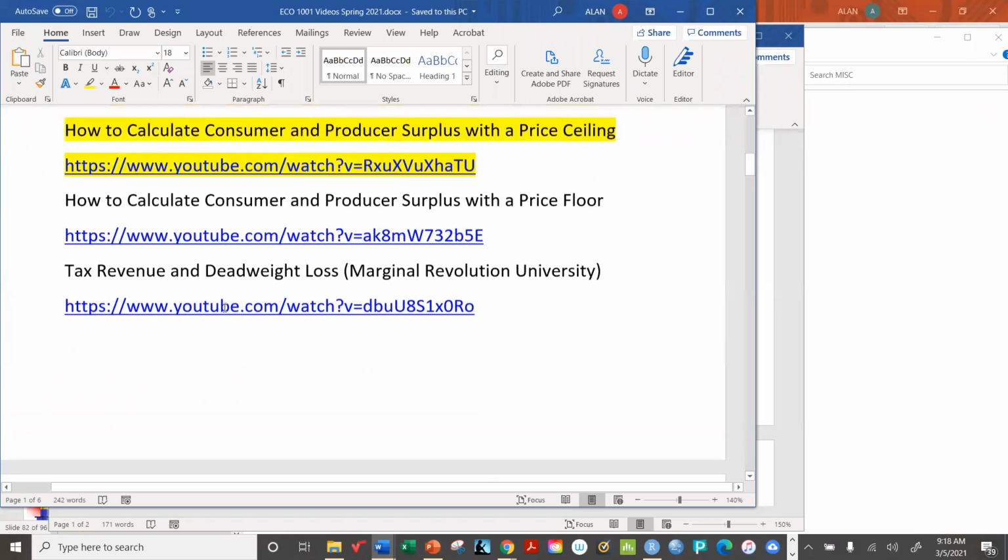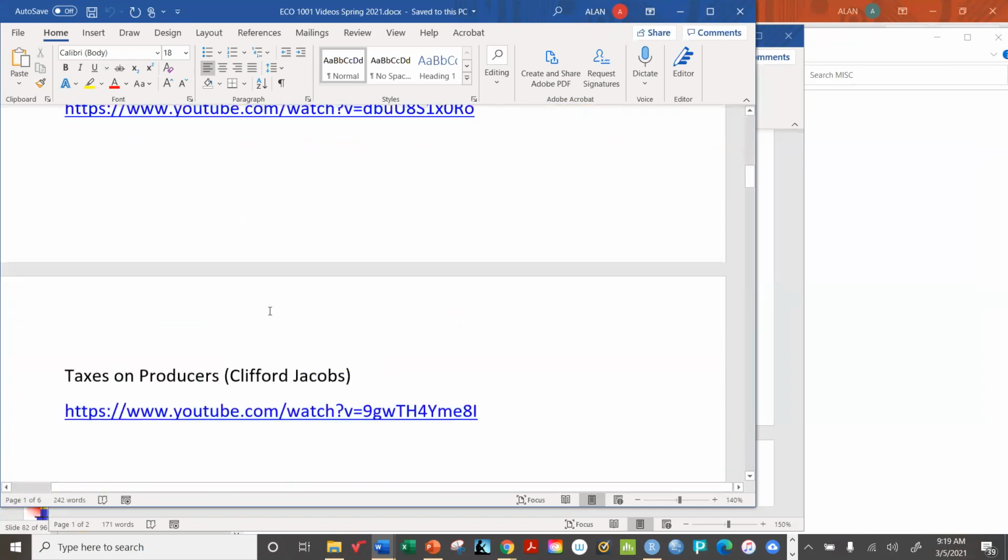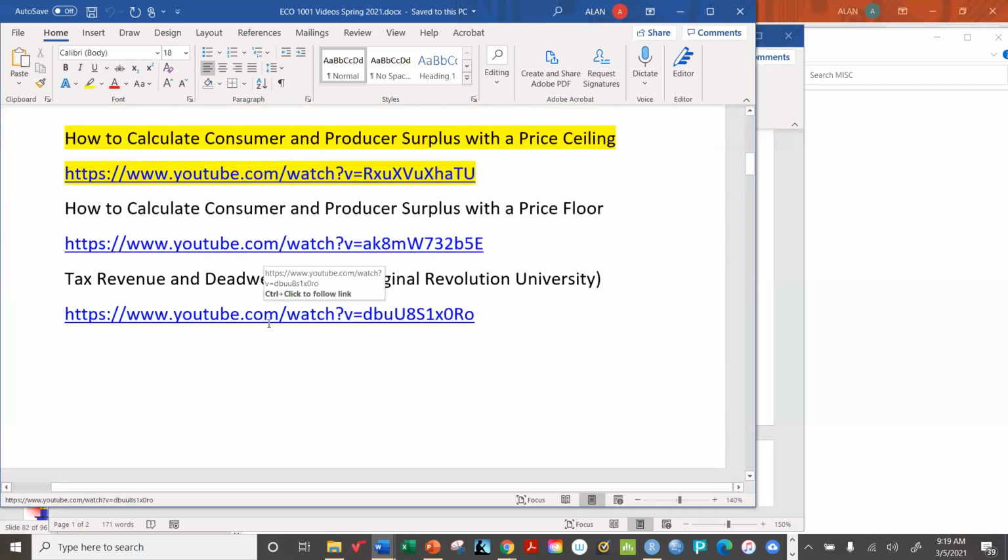But right now, let's look at this one about how to calculate consumer and producer surplus with the price floor. Now, this one, it's not that terribly exciting. He's literally just going to show you the graph, go through the math, and when you're done, you'll see how it works. The next two will be much more interesting. They'll discuss it in more detail. This one is literally just watch him color in the consumer and producer surplus and see how they change when there's a price floor.